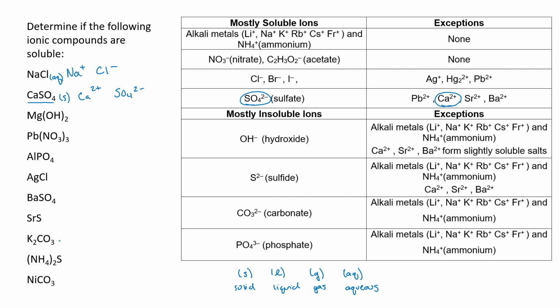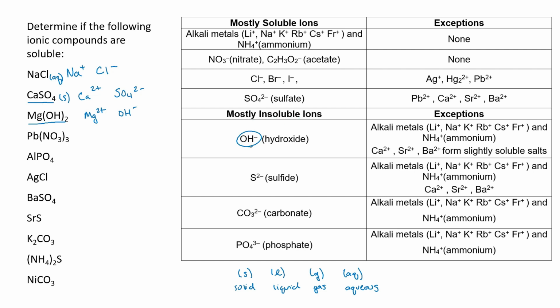On to the next salt, magnesium hydroxide. Again, I want to identify my cation, which is magnesium, and my anion, which is hydroxide. Let's see what my table tells me. I'm not seeing magnesium in the left-hand column here of my rules, but I am seeing hydroxide. Okay, so note that hydroxide is now under mostly insoluble salts.